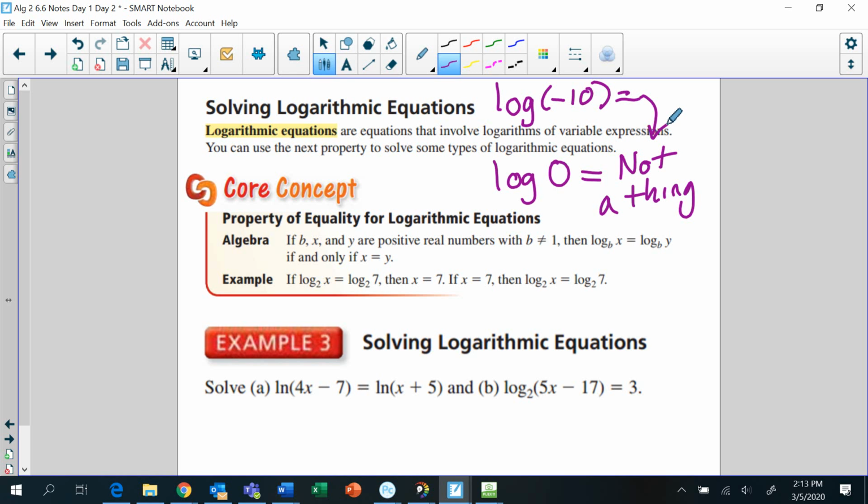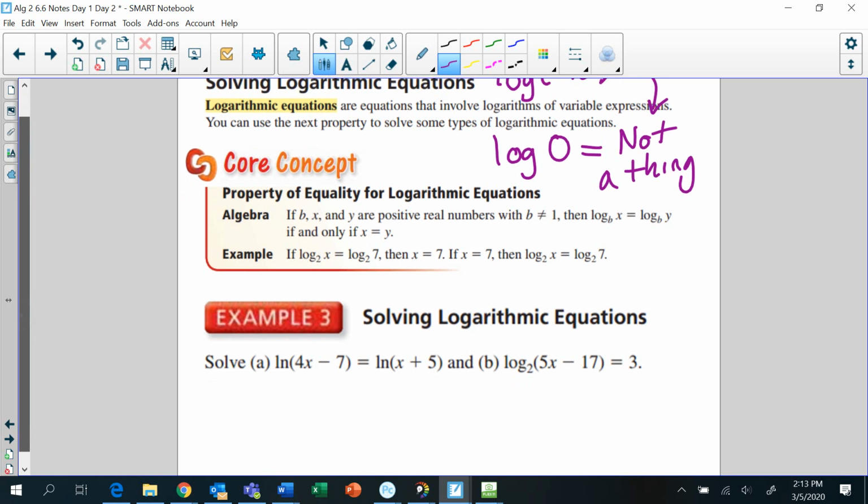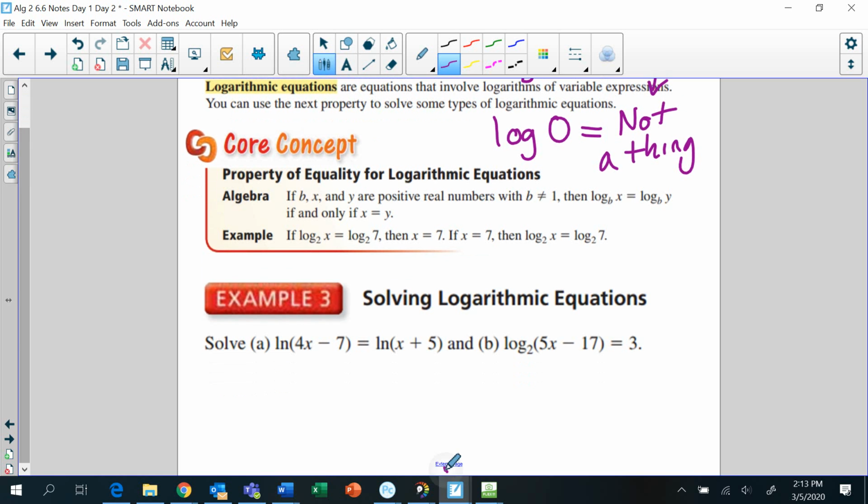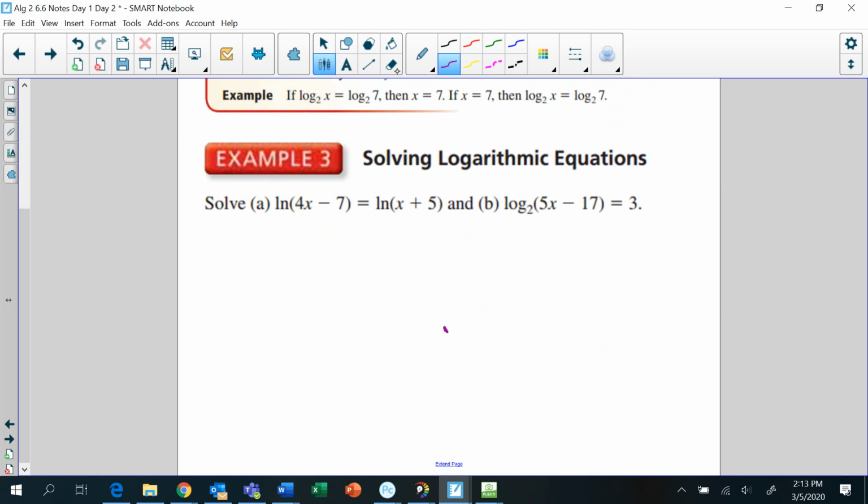So that's going to help us when we are solving. Here's example 3. There are actually 2 questions here. One of them's kind of common sense, but I'm still going to solve it using math.